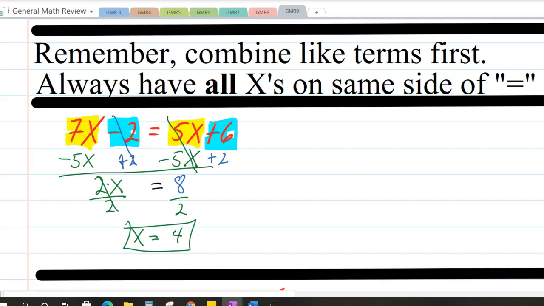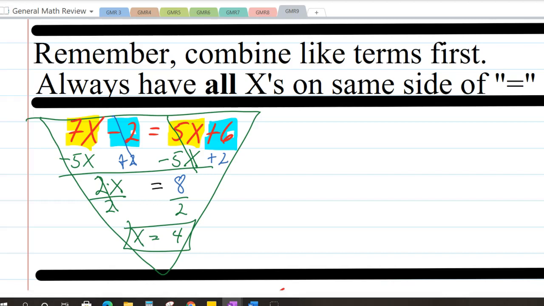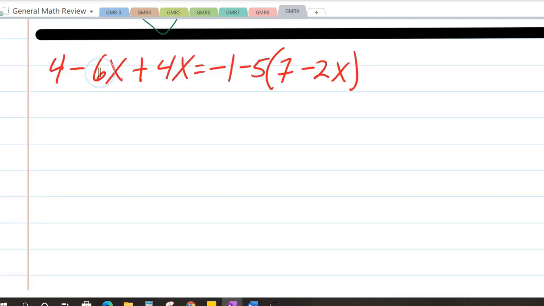And just a quick reminder, whenever you're solving these, it should always look like a triangle when you're finished. Starting large, narrowing down, and your equal sign should be perfectly straight down the middle. This is how all equations should look. In this problem, there's quite a few things to start with. On the left-hand side, I see that I have a like term of a negative 6x and a positive 4x. On the right-hand side, I have a distribution problem that I need to take care of before I can combine any like terms.